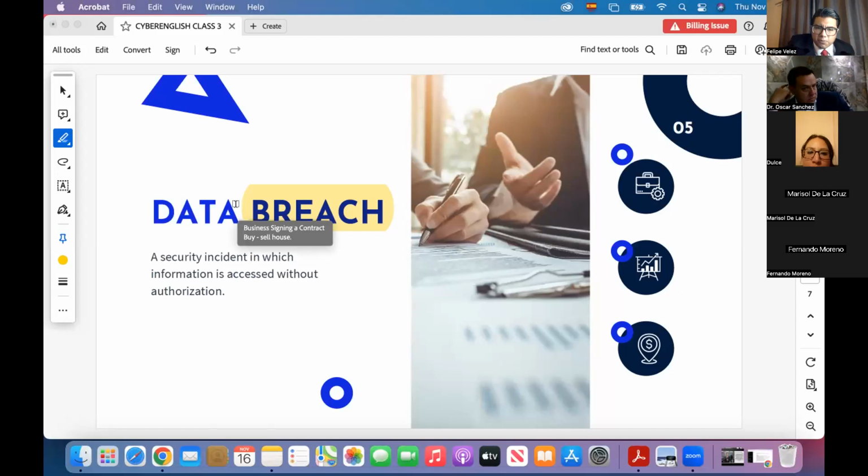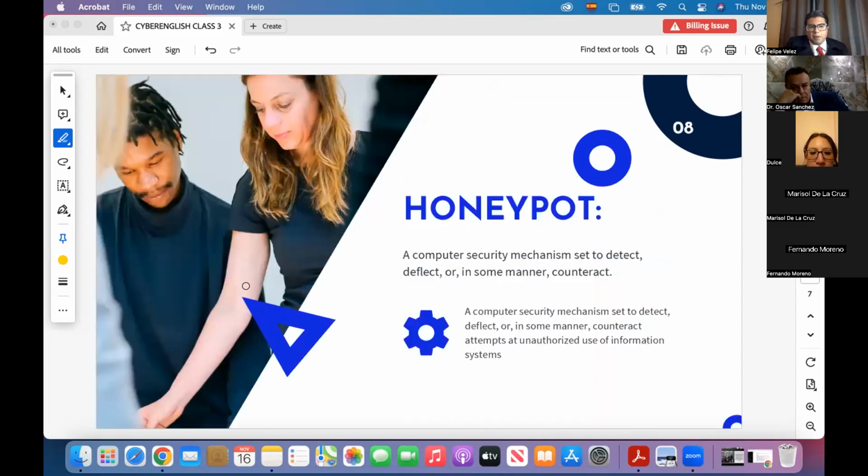Again, pronunciation, data breach. Make it natural. Data breach. Very good. Continue, Dulce. A security incident in which information is accessed without authorization. Beautiful. Very good pronunciation. Honeypot.